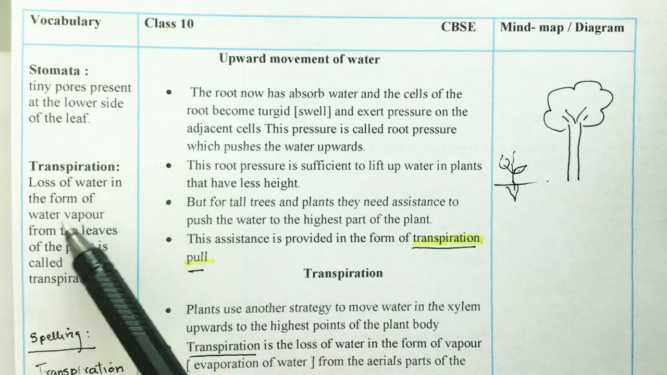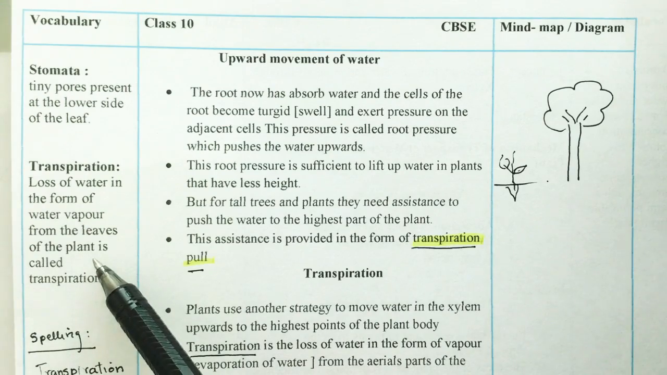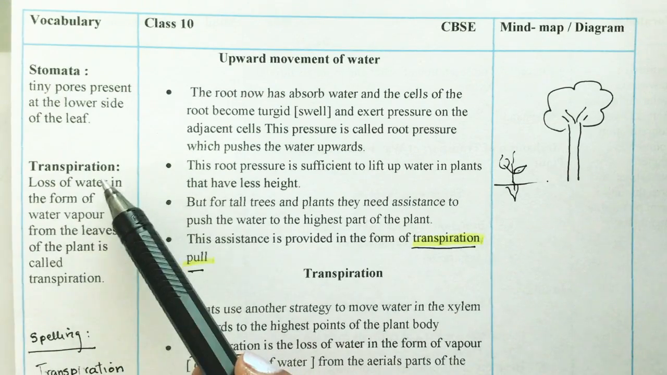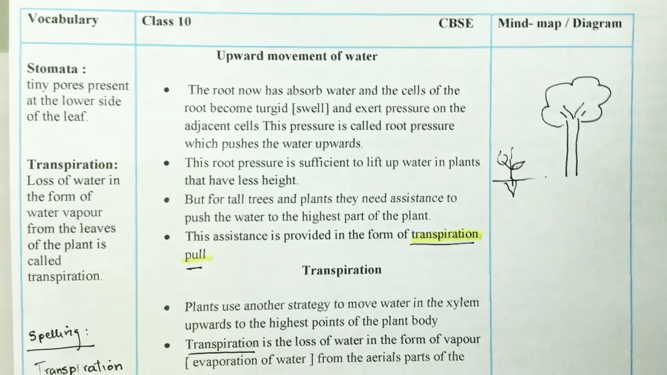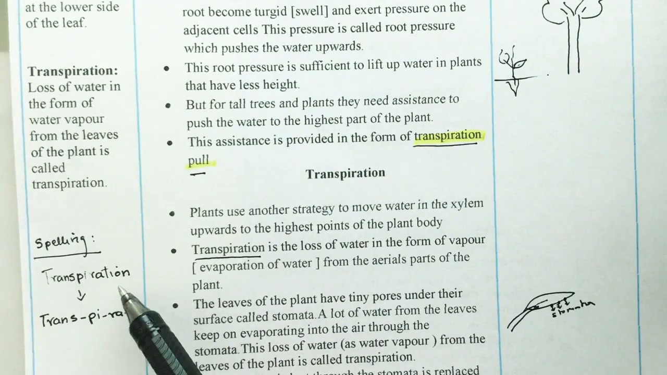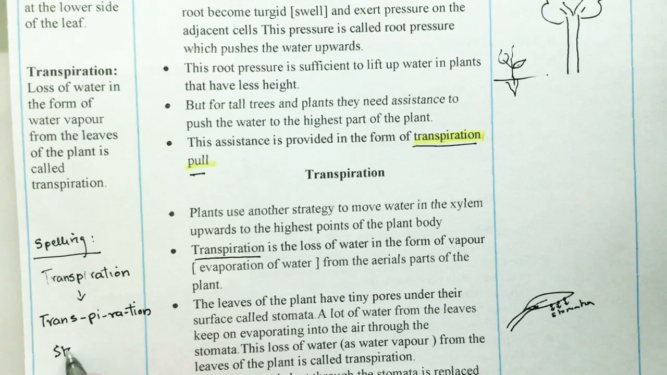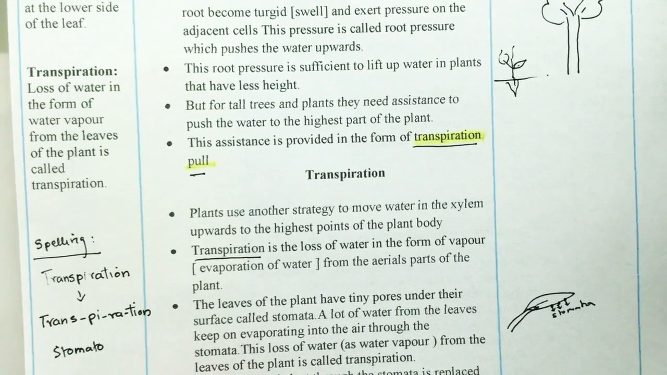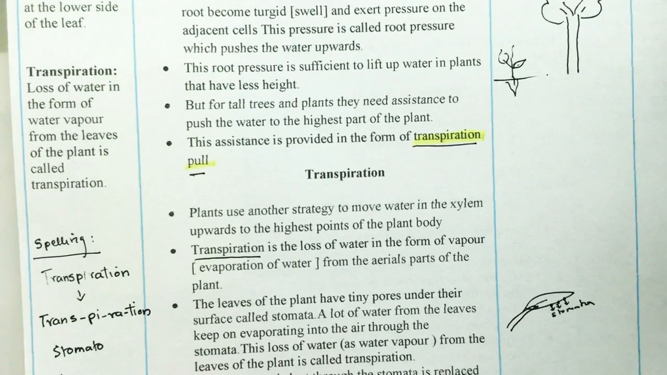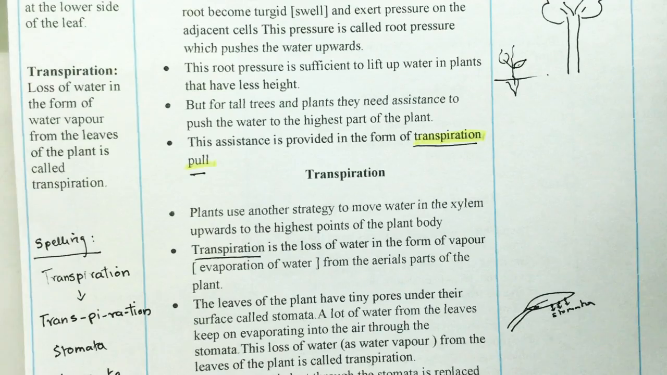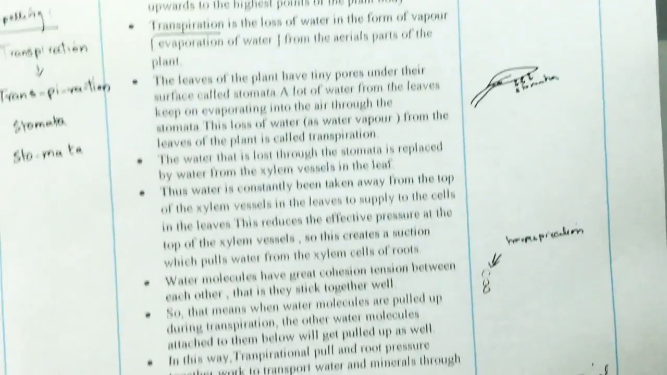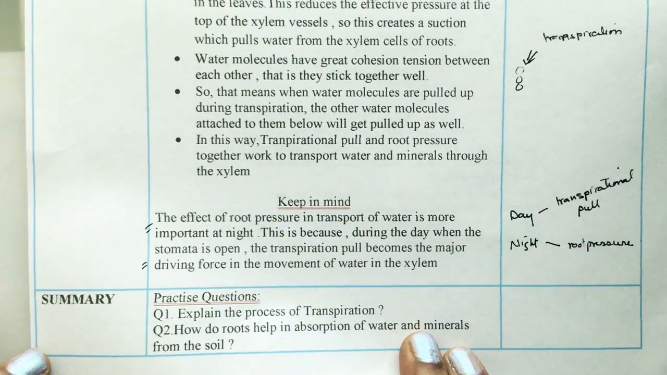Transpiration is loss of water in the form of water vapor from the leaves of the plant. That is what is transpiration. Okay. As I said, you have to learn the spelling of transpiration using syllables. Okay. Suppose you are not familiar with stomata, then you write down the word stomata and then split it. Stomata. Stomata. So you can practice these words. Clear?